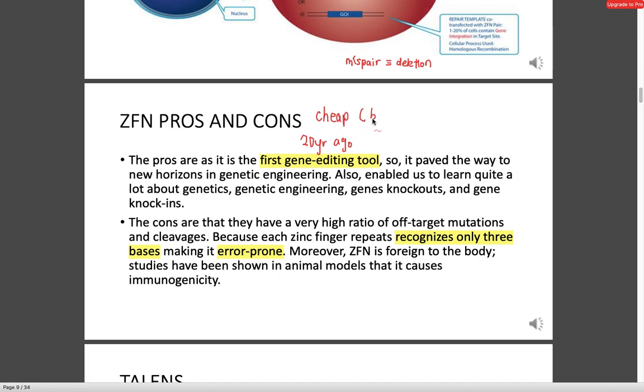And then we move to TALEN. So TALEN means it has talent? No. TALEN is actually more like a ZFN.